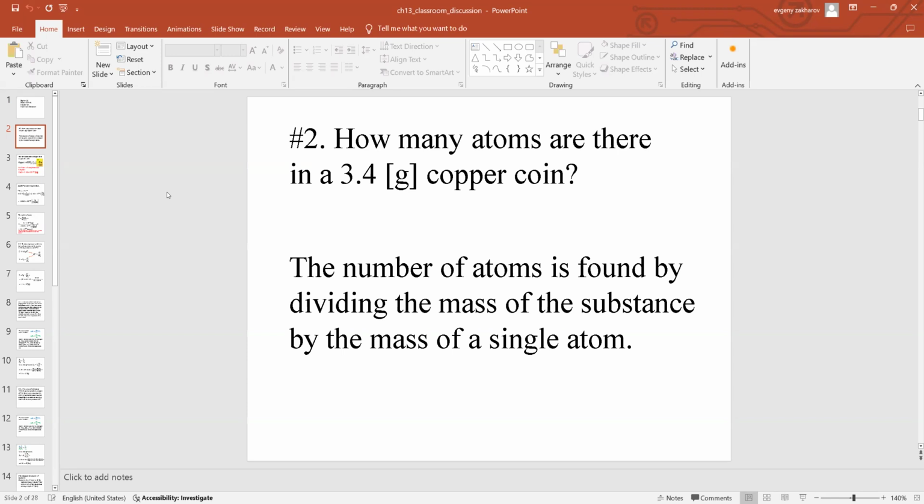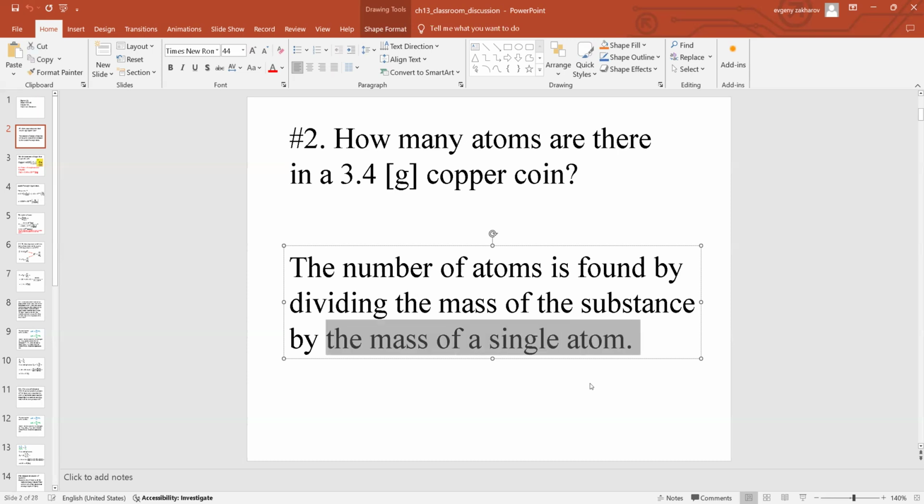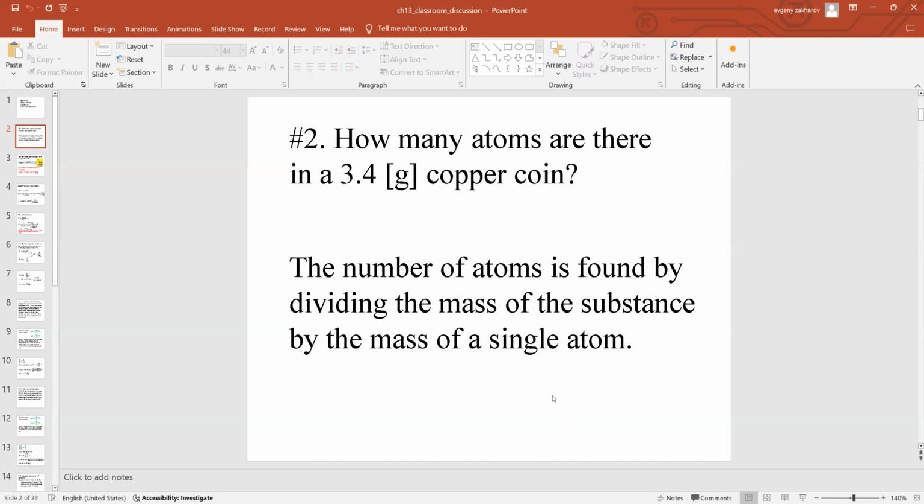So, how many atoms? That's definitely your Avogadro's number connection. And you have the normal mass in grams, not kilograms. And here it is: the number of atoms is found by dividing the mass of the substance by the mass of a single atom. It's like one ice cream costs a certain amount, and you have this much money. How many ice creams can you buy if the price for one is given?